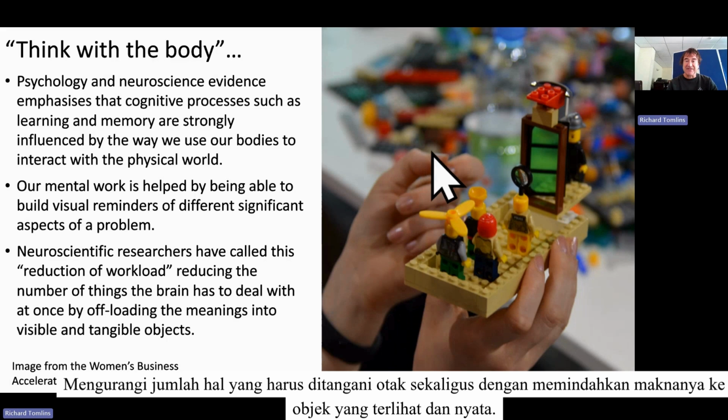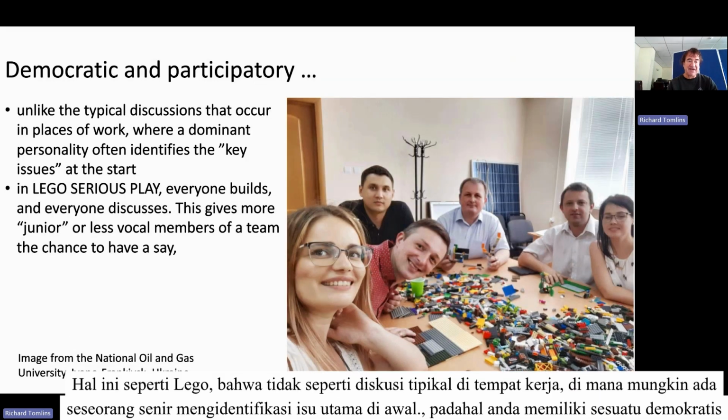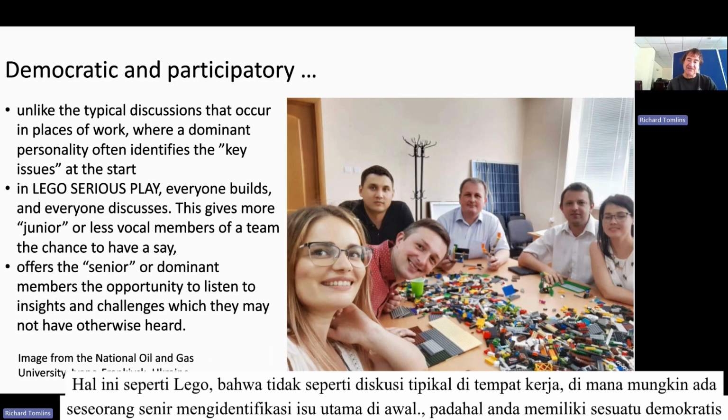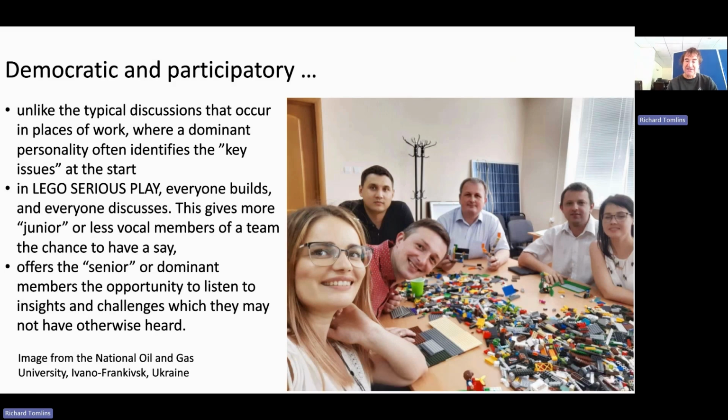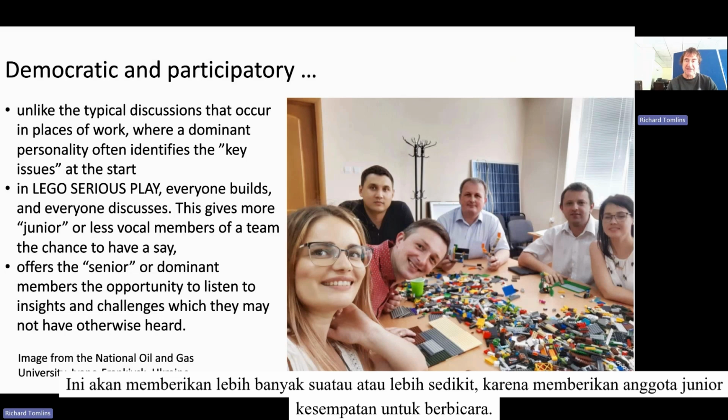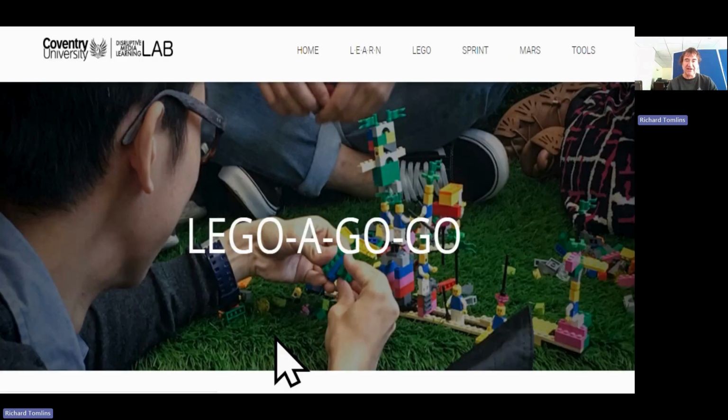And I can still remember this picture here. So picture here, model here, picture here. Everyone builds, everyone discusses. This gives more junior or less vocal members of a team the chance to have their say. And it offers the senior or the dominant personality the opportunity to listen. You are all involved in the process of creating this e-commerce platform. What we're giving you is the tools to think about that creatively.